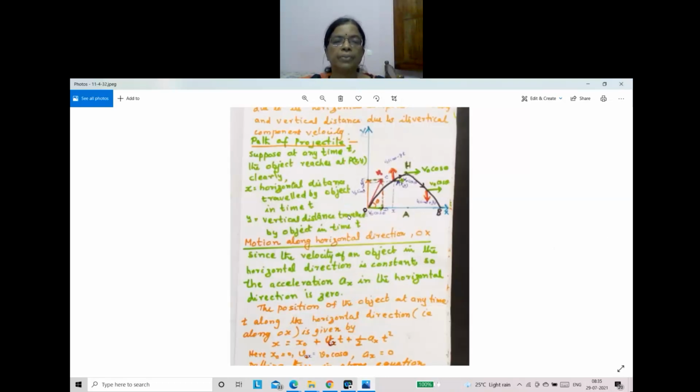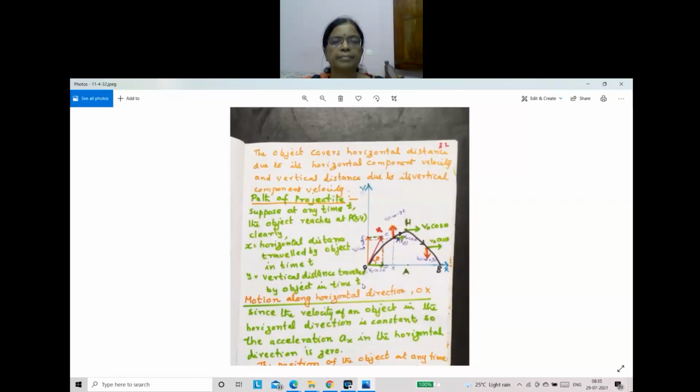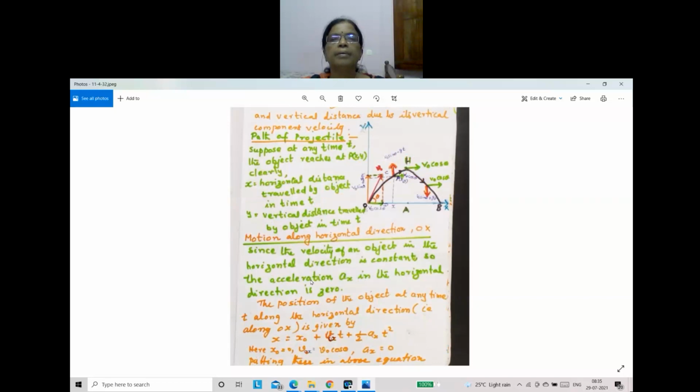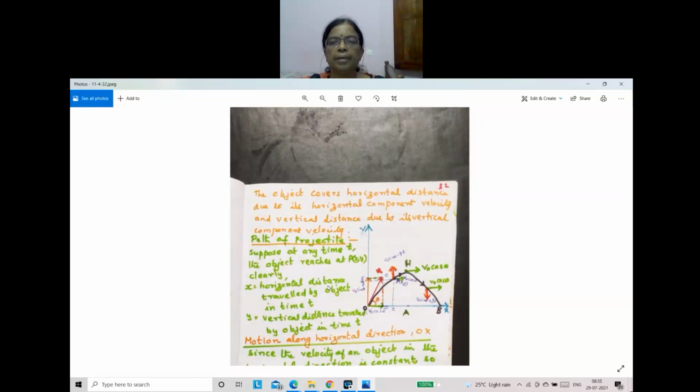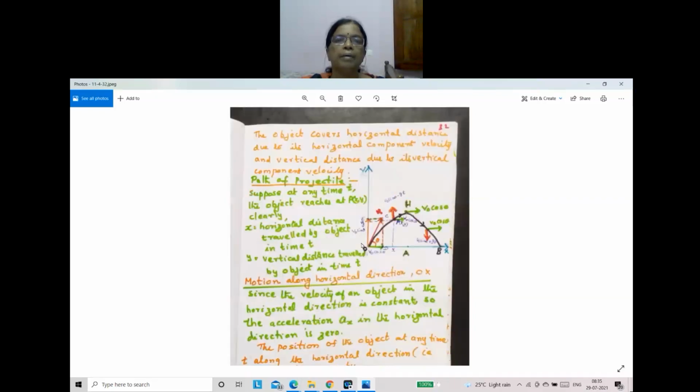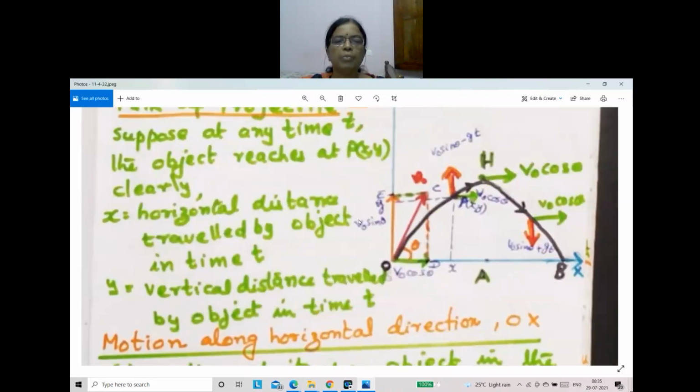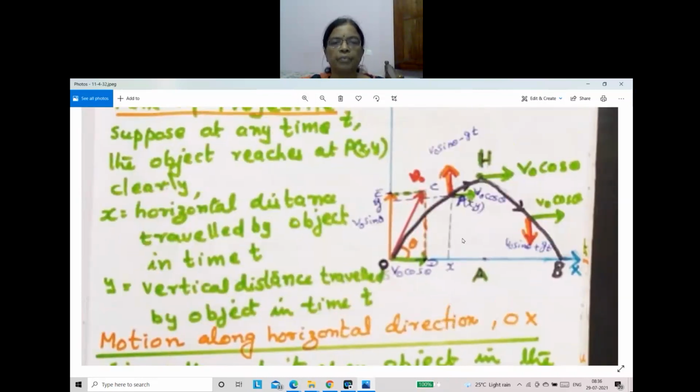Path of the projectile is a parabola. We have to prove that the path of the projectile is a parabola. Even though the derivation will not come in the exam, you should know the concept. Concept must be clear. Okay, children? See, the same figure is drawn here.